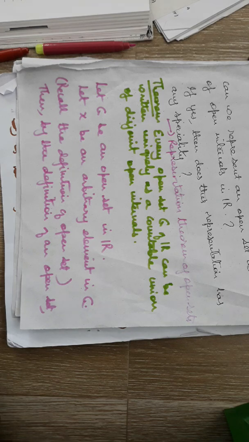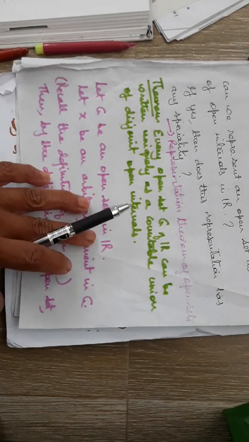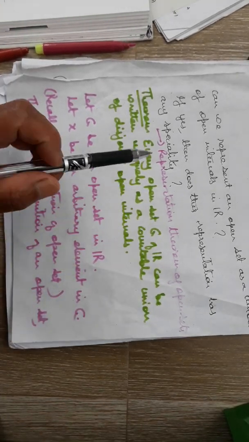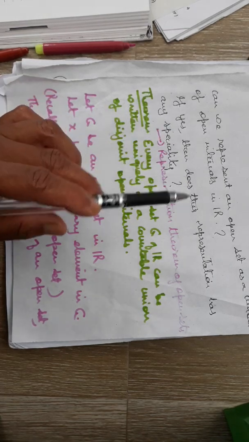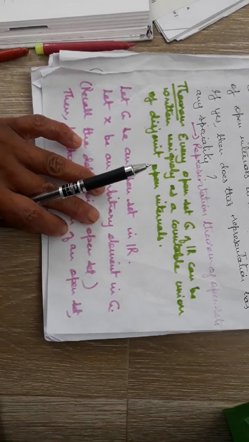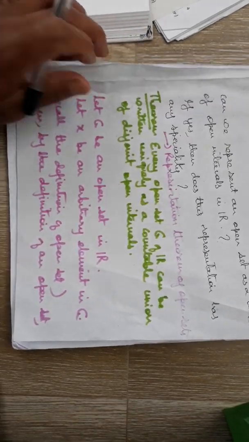I think the last part from the syllabus that I haven't discussed with you is this representation theorem of open sets. This representation theorem is how we represent an open set in the form of open intervals. So what does it state?